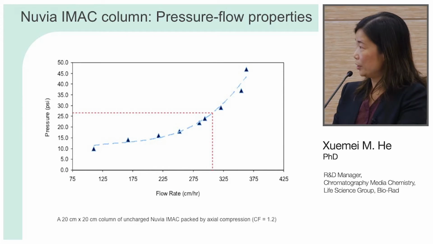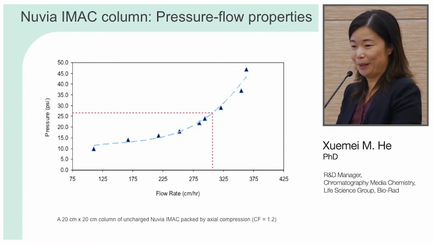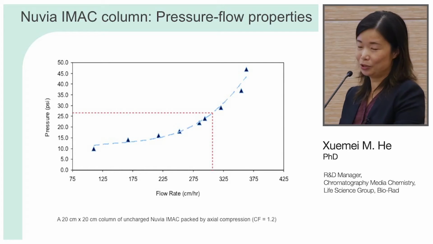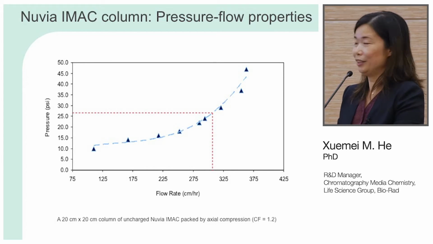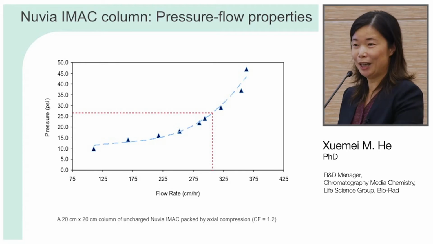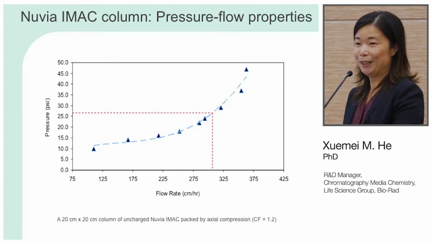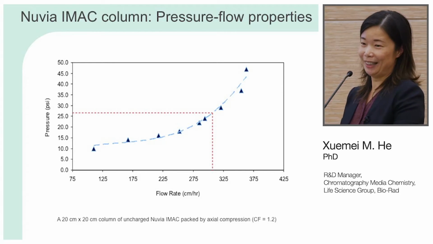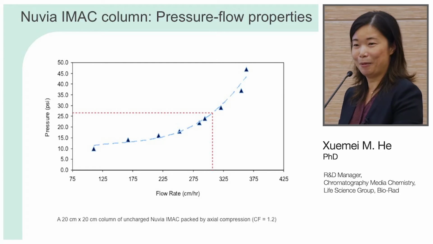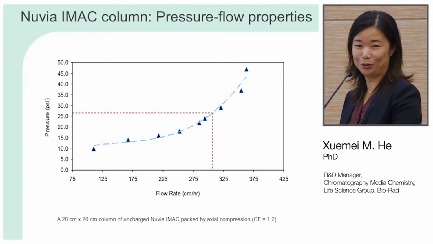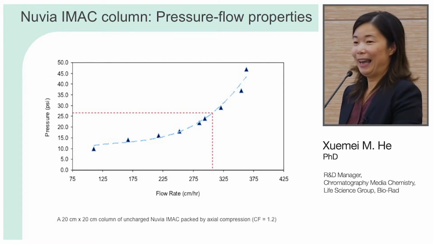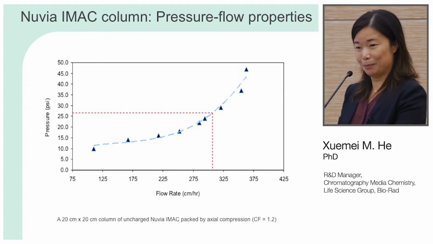And here is the pressure flow curve for a 20 by 20 column. When we are developing resins, a lot of the time we have trouble trying to balance the binding capacity versus the flow properties. When you have smaller beads, you have a larger surface area and can have larger binding capacity. On the other hand, when we work with small beads, we often run into pressure problems. You just cannot run fast. The benefit you get from a higher binding capacity is not harnessed if you have to slow down the load in order to have the protein bound, and that affects productivity.